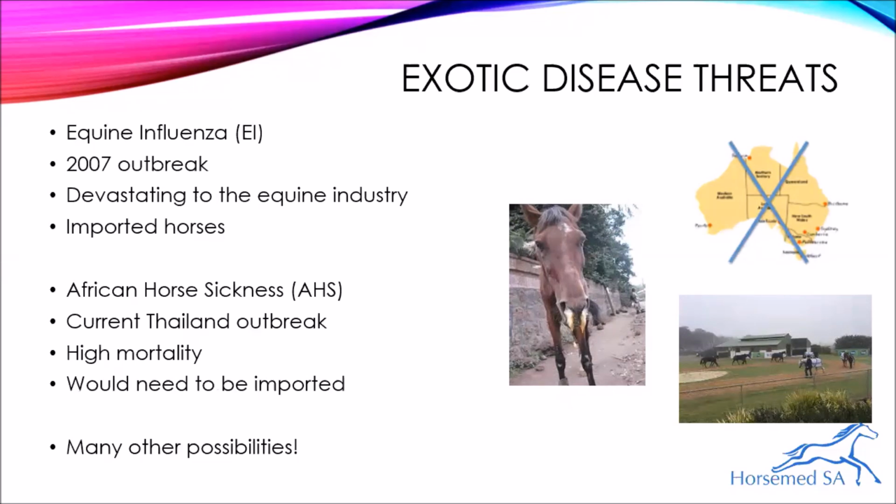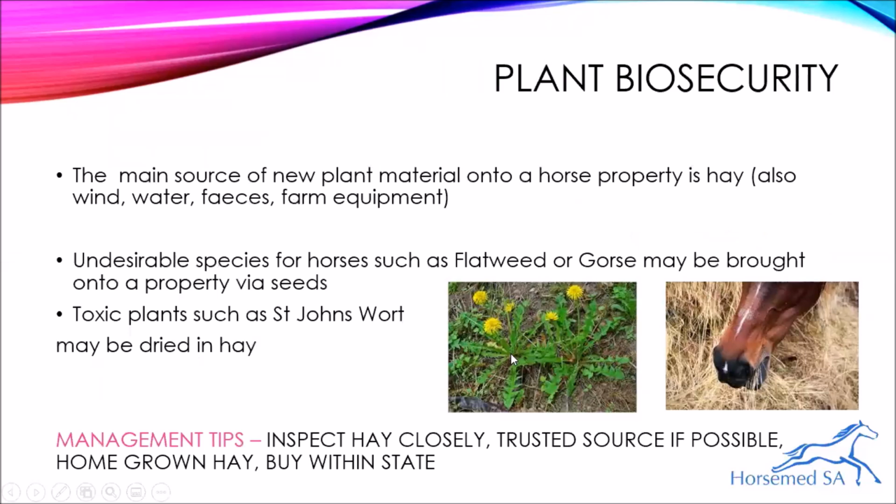The other thing that's topical, Julie and I were just talking about African horse sickness. There is currently an outbreak in Thailand. It has a very high mortality, this disease, and it's very distressing by all accounts. Thankfully, it would need to be imported, and at the moment, we're probably in a pretty good situation that's unlikely to happen, but very nasty disease. And there are lots of other infectious diseases that could hit our shores.